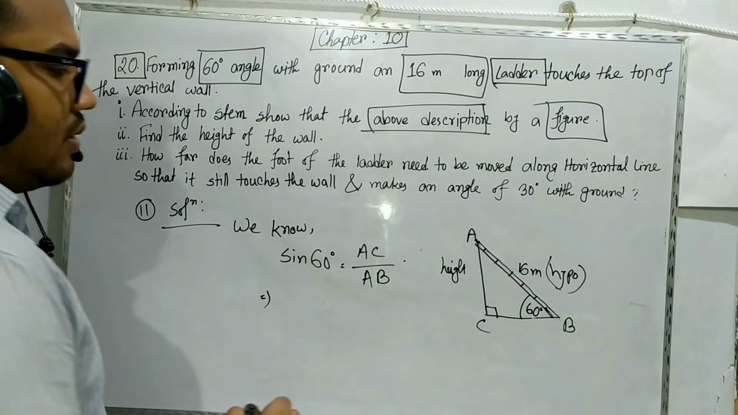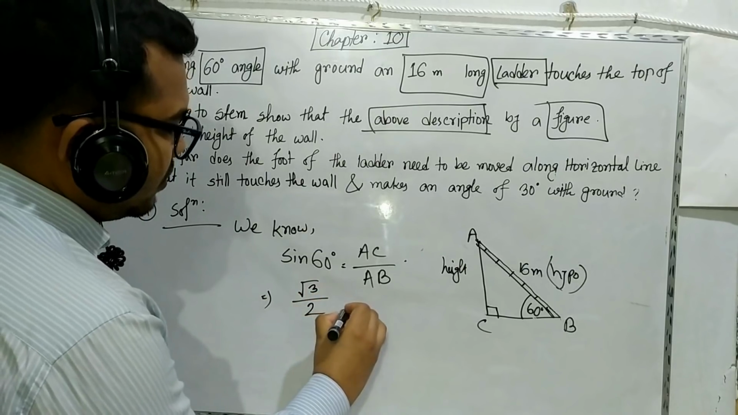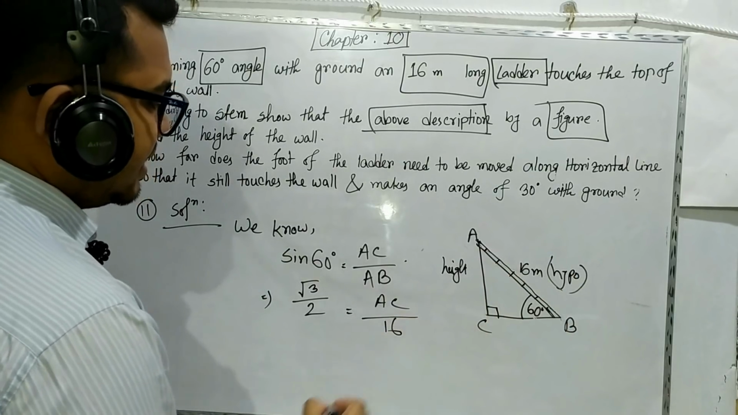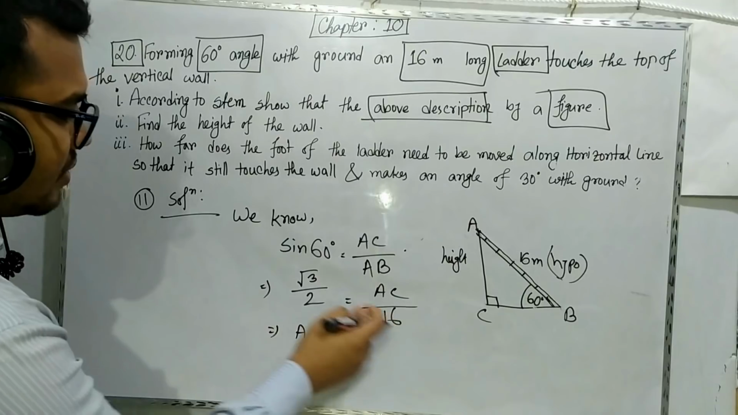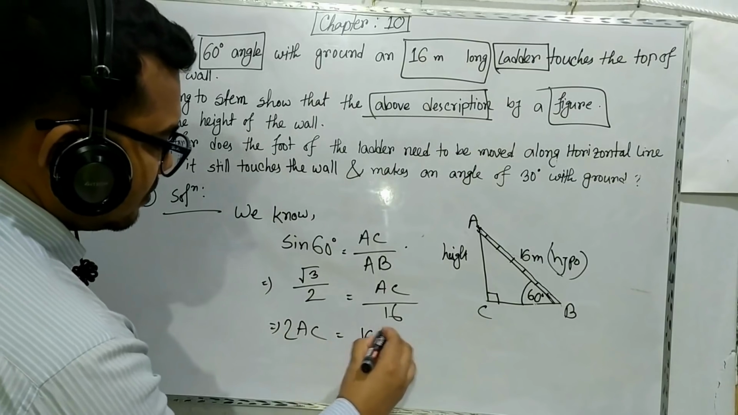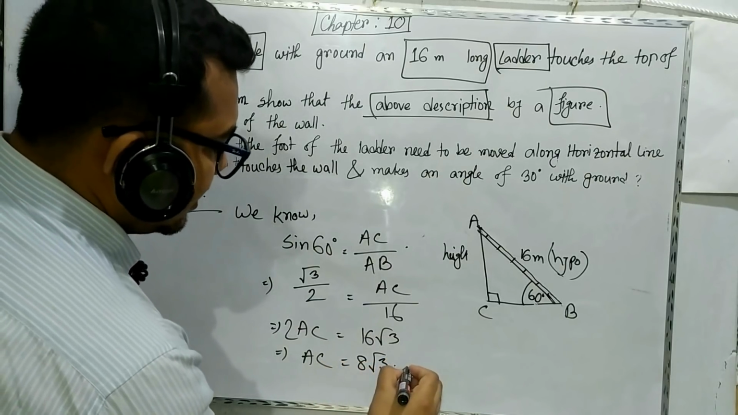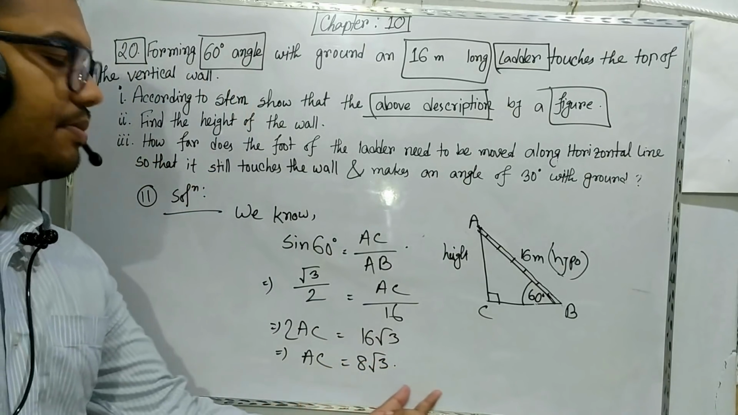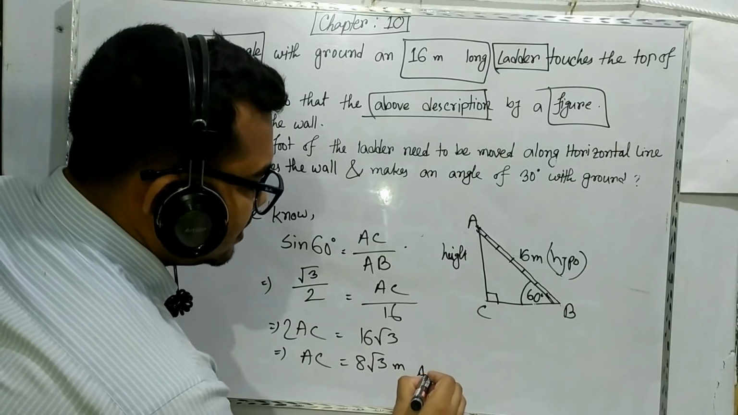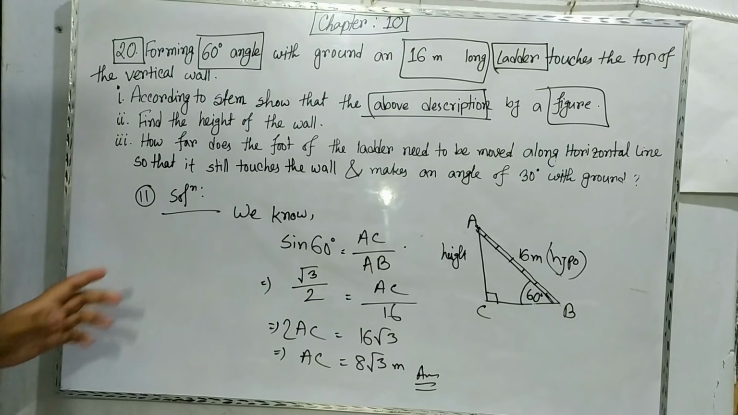Now, putting in the value of sine 60, we know the value of sine 60 is root 3 by 2, and the value of AC we have to find, and the value of AB is 16. Then, by cross multiplication, 16 root 3 equals 2 times AC, and finally, after cancelling the 2, we get AC equal to 8 root 3. So the length of the wall is 8 root 3 meters. This is our required answer. This is the way we can solve question number 2.